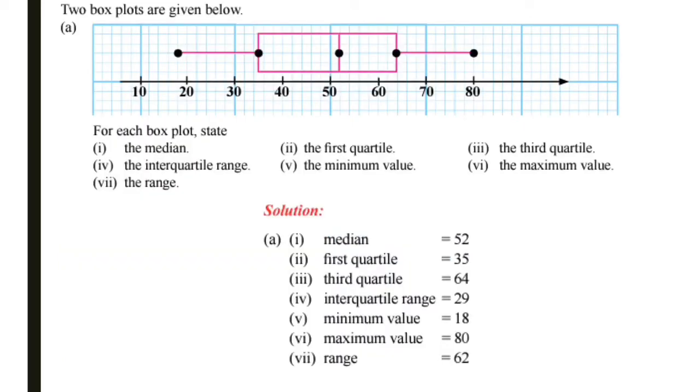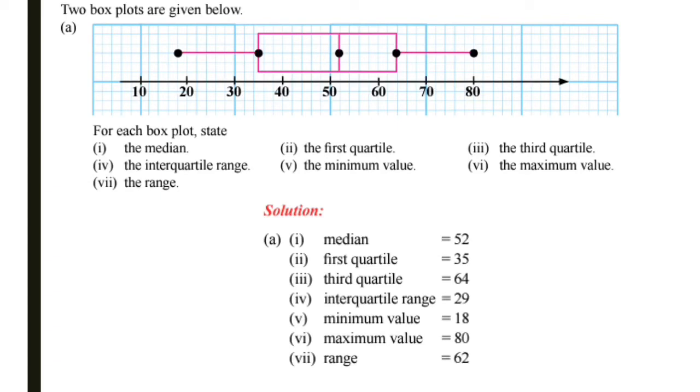Okay, students, let's determine the median for the box plot. Median is the data at the middle, 52. To the left of the median is the first quartile, which is 35. And to the right of the median is the third quartile, 64. Interquartile range is third quartile minus first quartile, which is 29.